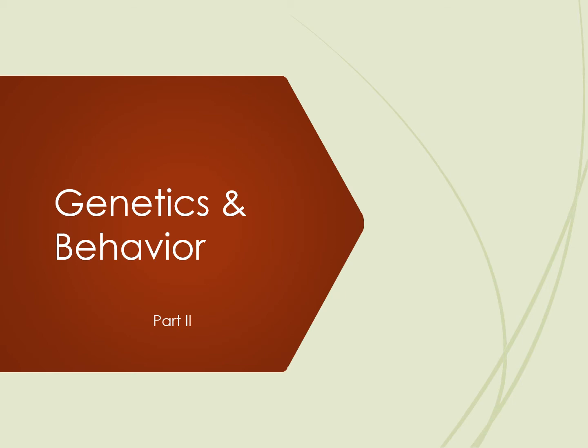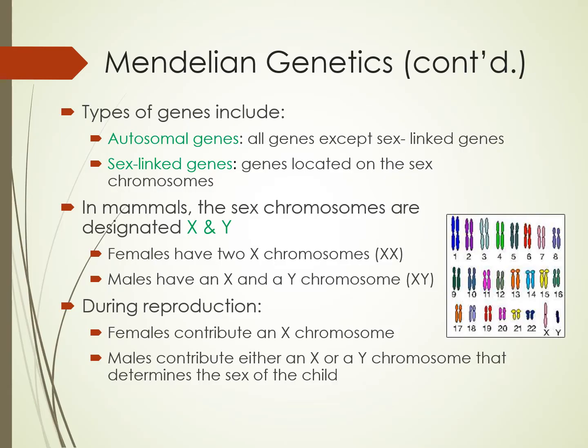We're in the second section of genetics and behavior. So we have different types of genes, and I started talking about this to some extent with the chromosomes on that first slide. Here we have the language on a slide. We have autosomal genes, all of those genes on the autosomal chromosomes. Then we have sex-linked genes, the genes located on the sex chromosomes, the X and the Y that I showed in that very first picture.